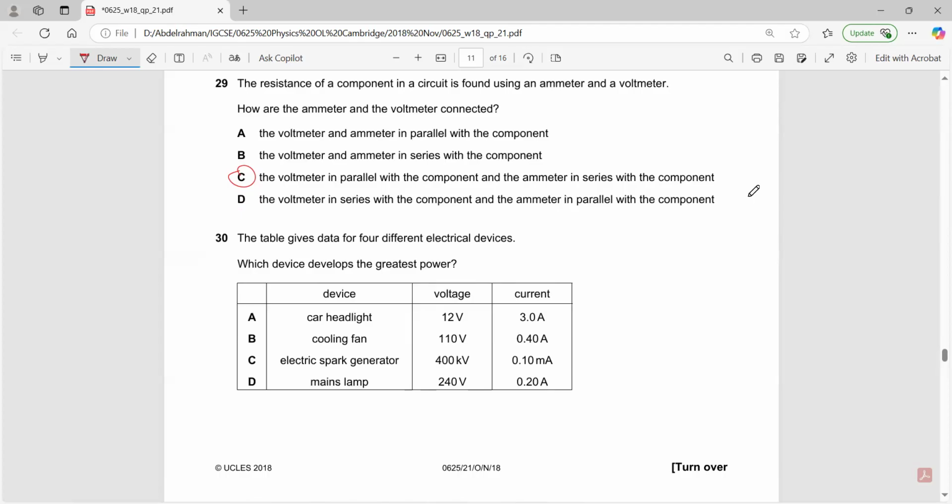Greatest power. Power equals what? VI. Power equals VI. So you just multiply all of these voltages and currents. 12 times 3 is 36 watts. 100 times 0.4 times 0.4 is 44 watts. 400 kilovolts times 0.1 milliamperes. So kilo and milli, if you just multiply them, it would be 40 watts. 240 times 0.2 would be 48 watts. So the greatest power developed is D. Okay?